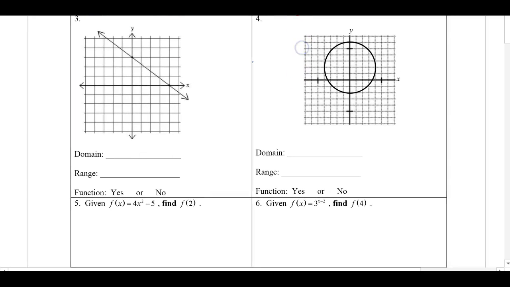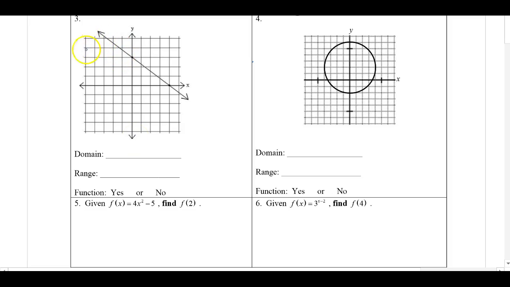Okay, number 3. Domain and range on a line. The lines are a little different. With a line, I'm not going to just write down a bunch of numbers. Actually, let me get rid of that bracket. We may not use that.